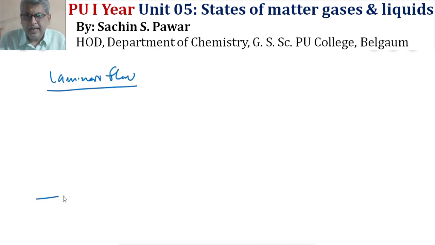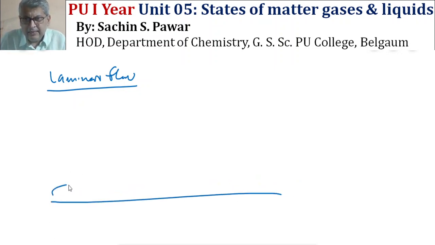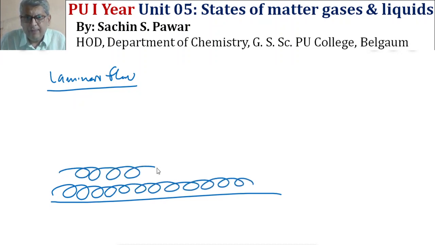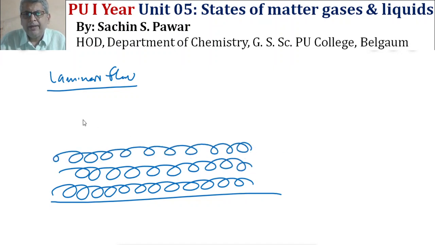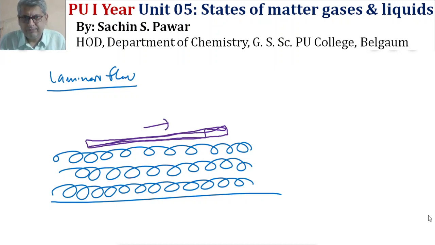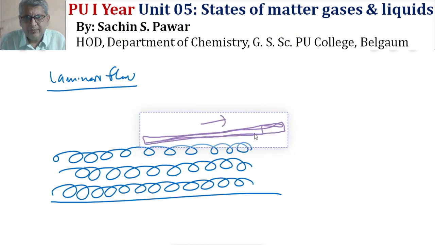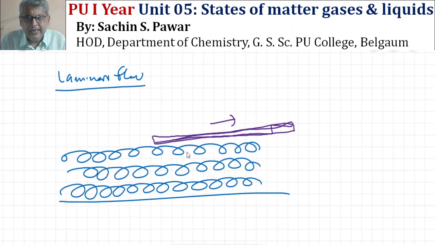Okay, so suppose I have a surface, and this is the first layer of particles, and this is the second layer of particles of liquid, then the third layer of particles of liquid, and so on. On this surface I take one wooden rod, or wooden plate, and it is allowed to move in one direction. Then you will find that when it is moving, the first layer will move.